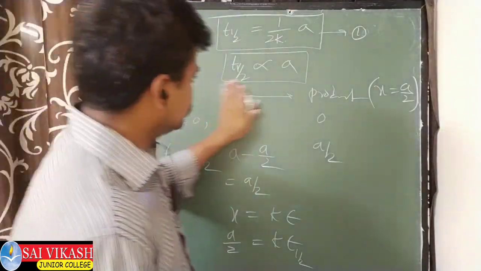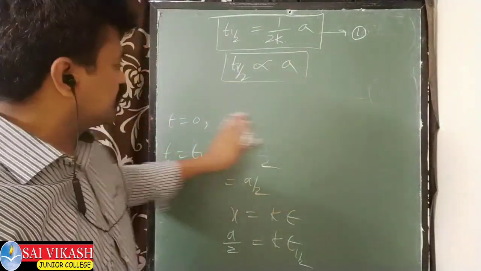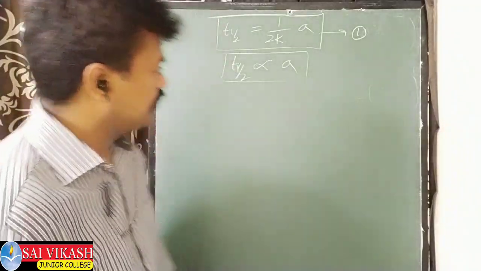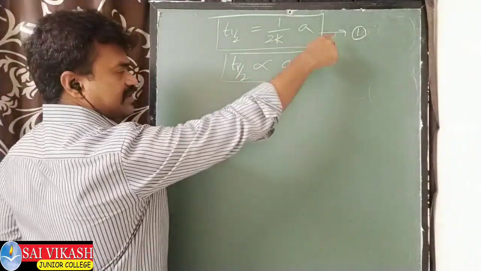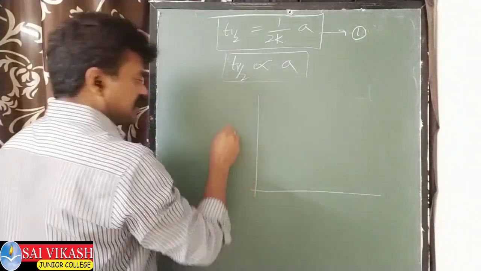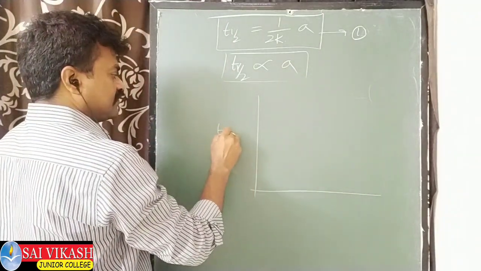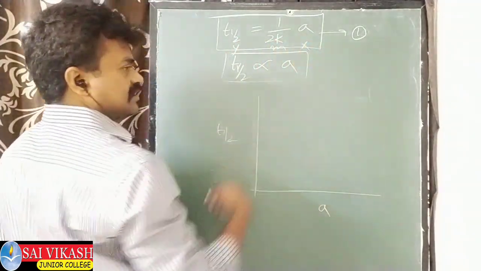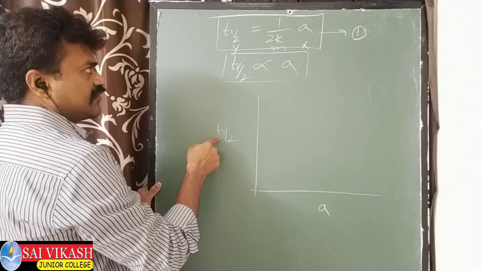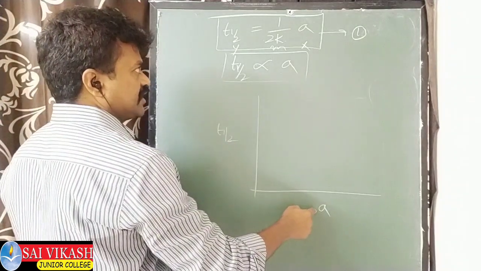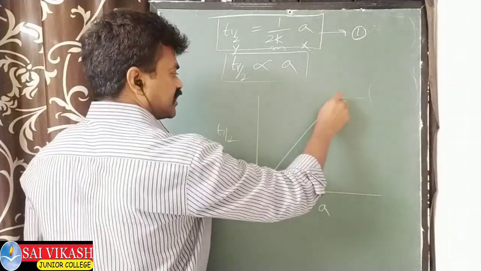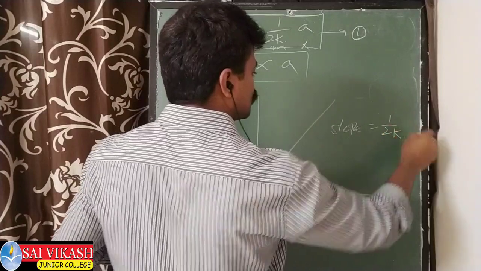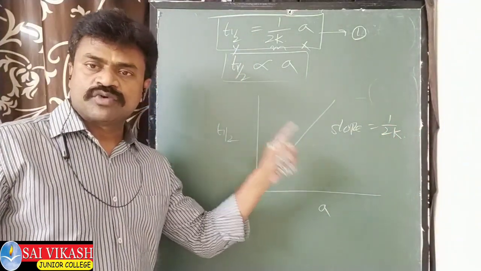See. So this is about the zero order half-life. If you draw the graph for the first equation, t half versus A, it is in the form y equal to mx. How do you get it? On the y-axis I have taken half-life, on the x-axis A, then y equal to mx means a straight line passing through the origin. Here we are getting slope as 1 by 2k.